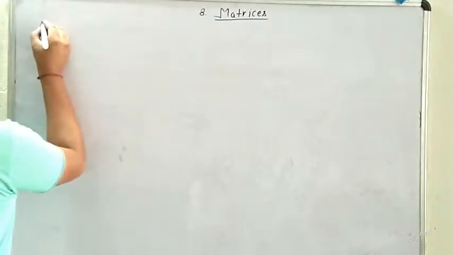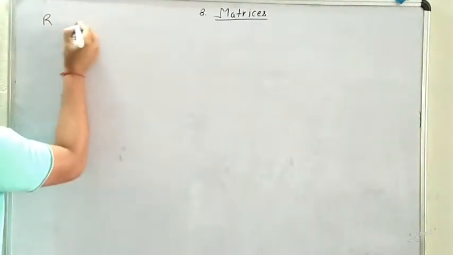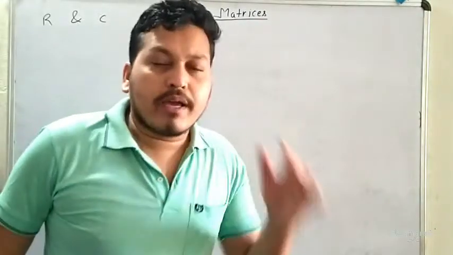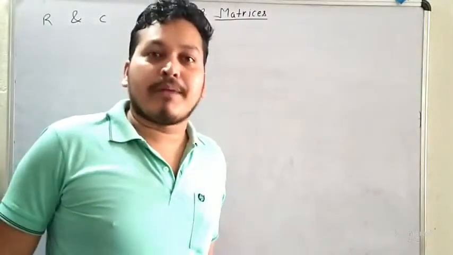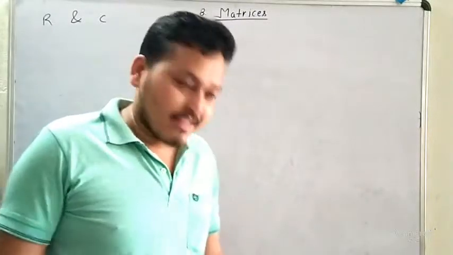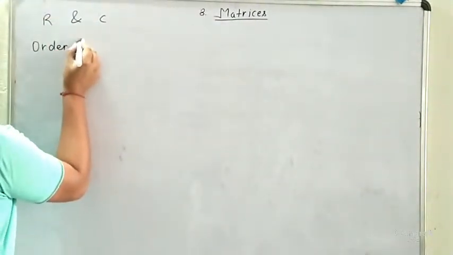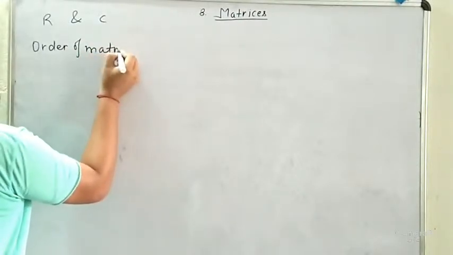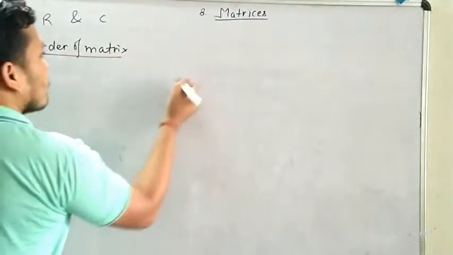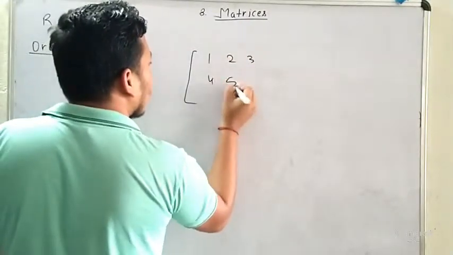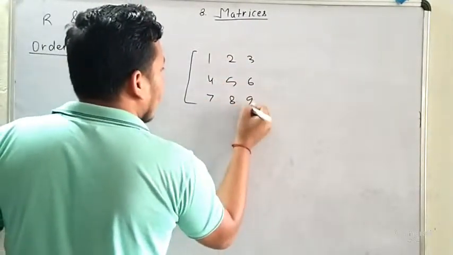Next one is row. You know about rows and columns now. So with the help of rows and columns we can identify the order of the matrix. Now let us see what this order is. What is the order of the matrix? Now here: 1 2 3 4 5 6 7 8 9.